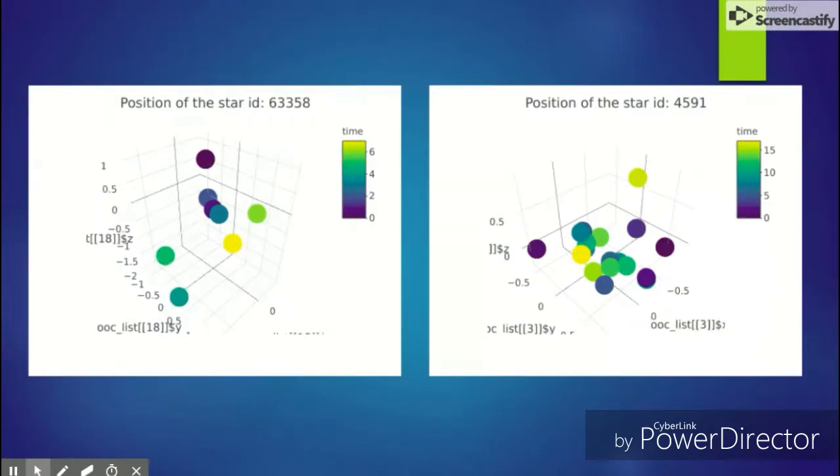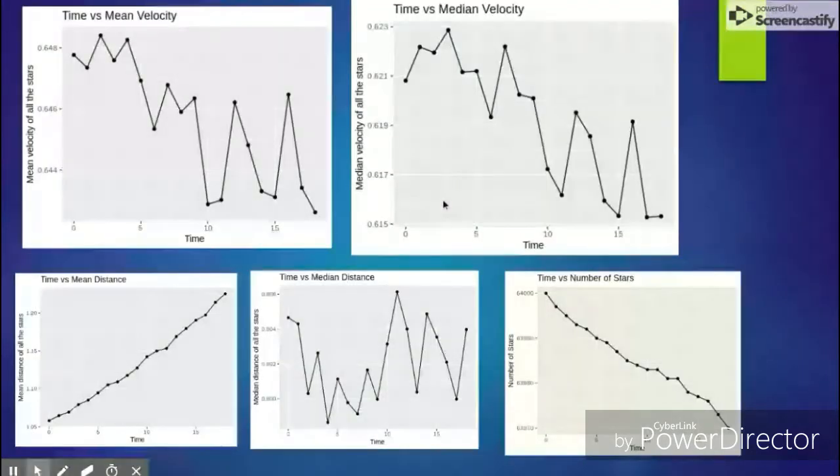Here are plots of stars which have left the cluster and they are pretty random, which means that the timestamps were far apart. Here are some graphs which reinforce our assumptions of the star cluster movement.